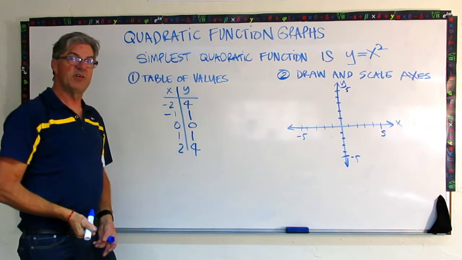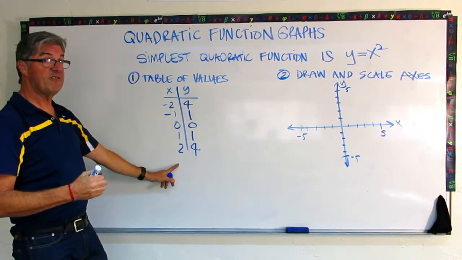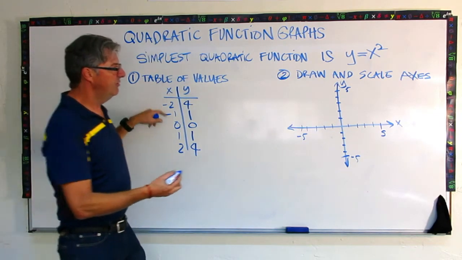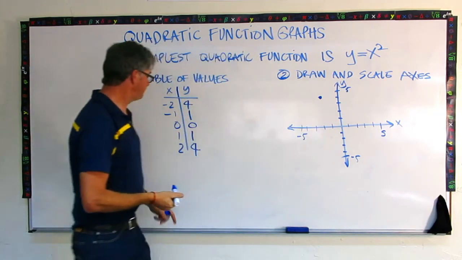And that helps us do the graph. So that's really all you need for these points to graph them. Okay, so now let's do that. Let's graph them. First point is -2, 4. So -2, 4. Right about there.